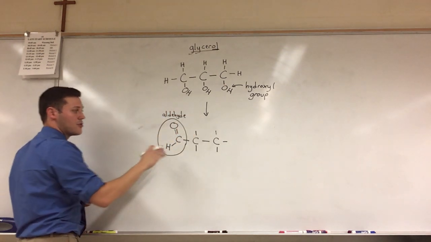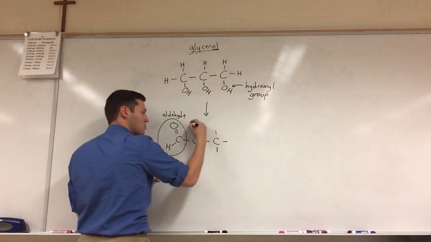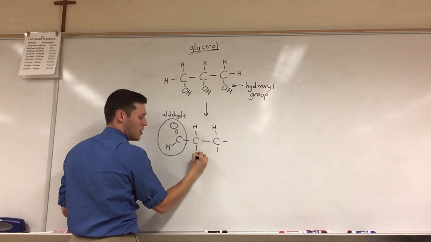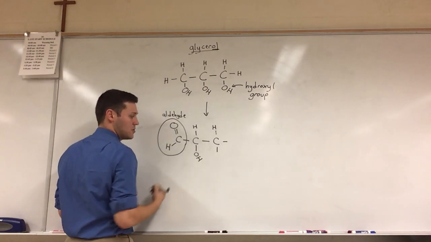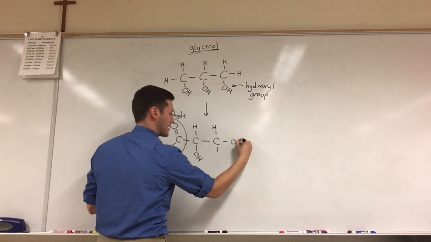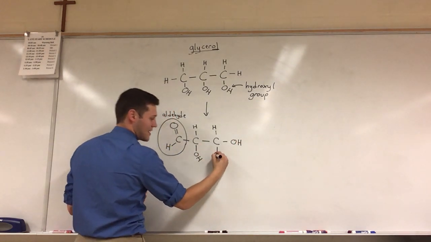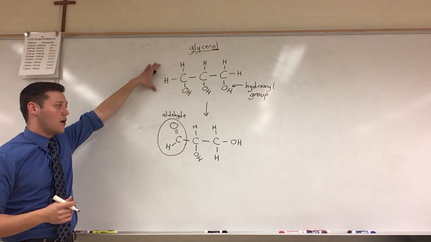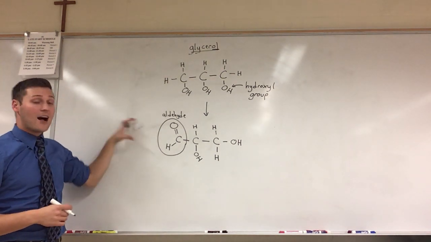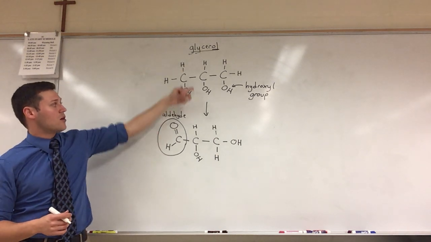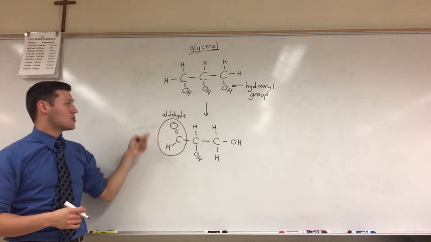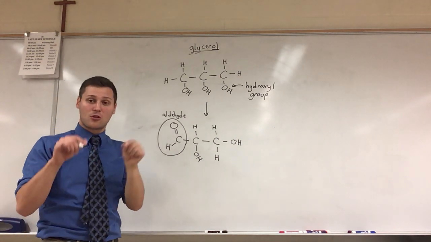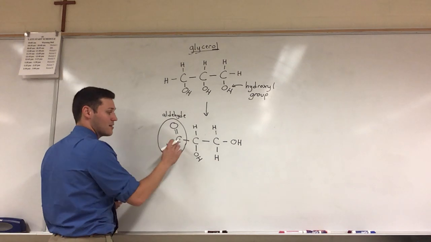And then the rest we'll keep the same for now. We'll say this is hydrogen, this is hydrogen, this is our OH, our hydroxyl, and we'll put the hydroxyl over here, which will make sense in just a second. So basically, we went from glycerol to glyceraldehyde by changing this one alcohol group, this one hydroxyl group, and turning it into an aldehyde.